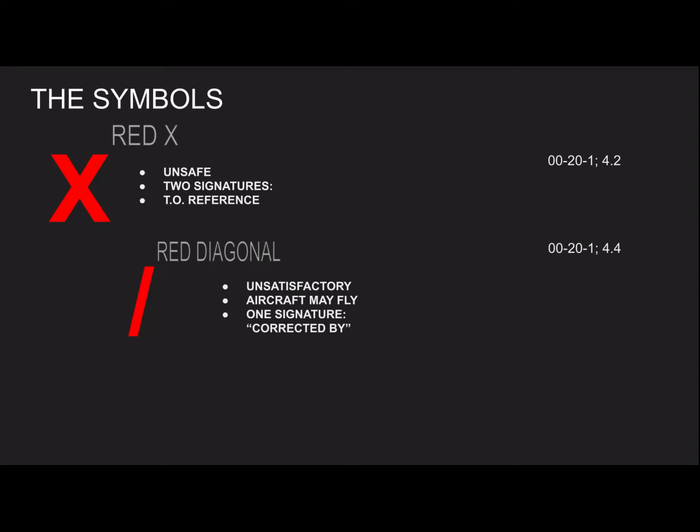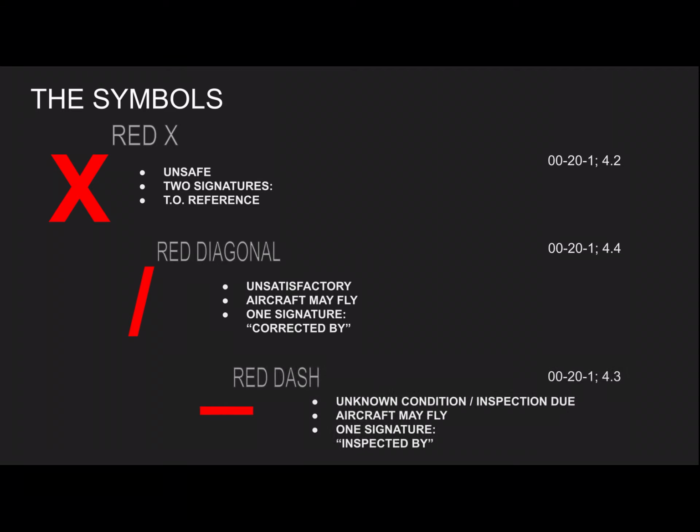We have three main symbols that we use in aircraft forms. The first one being the red X. The red X shows that there's an unsafe condition which grounds the aircraft. It requires two signatures in order to be signed off, and it also requires a TO reference with the corrective action.